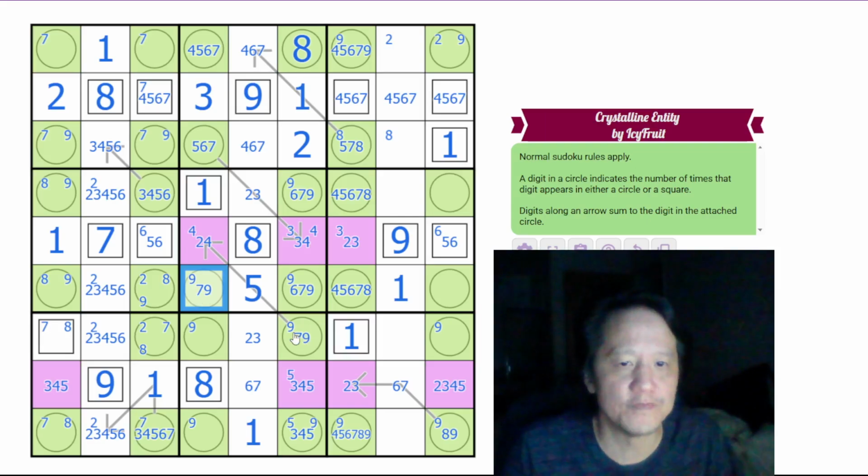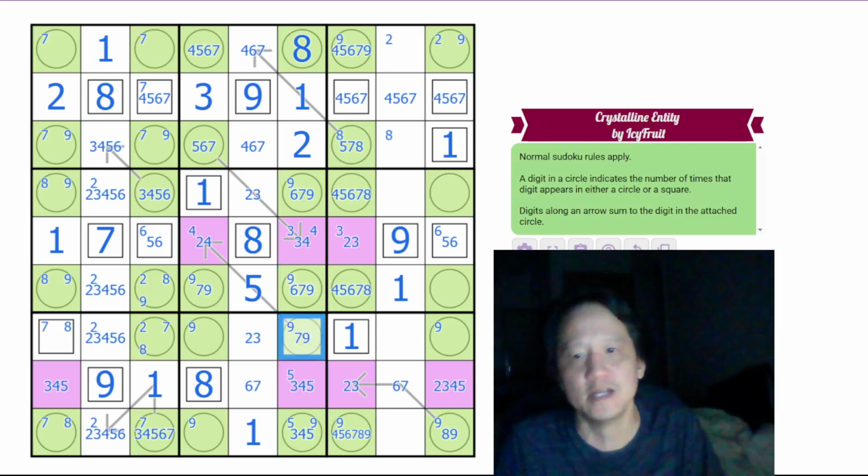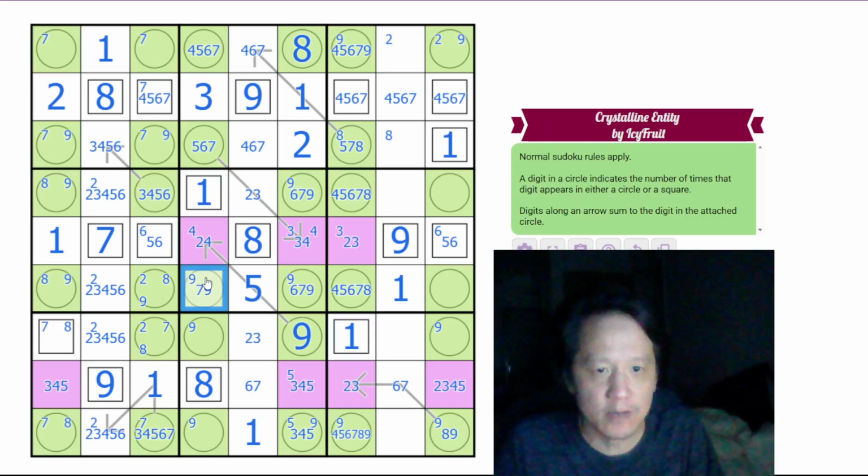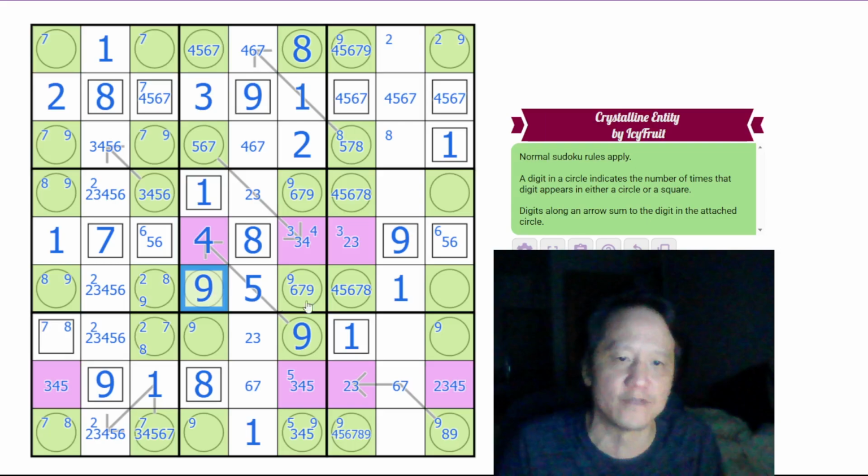Well, if this were 7, which makes this 2, this would have to be 7. And it's 3 and 4. But where's the 7 in box 5? It would have to be here. And therefore we have a contradiction. So this cannot be 7. This has to be a 9, which forces this to be 9. So this is 4. So that guarantees this is a 4.